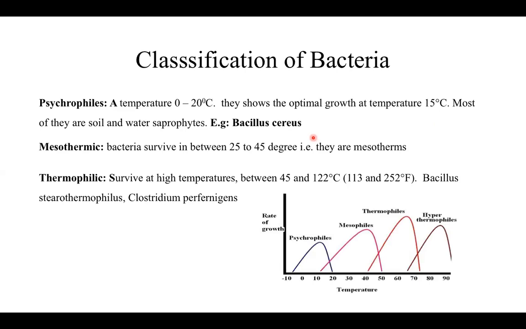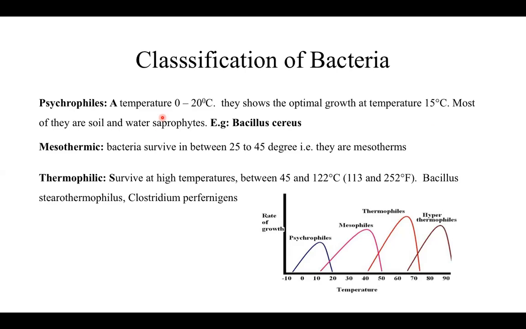Classification of bacteria based on temperatures. Some of the bacteria can show growth at lower temperatures. Some of the bacteria can grow at temperatures between 25 to 45 degrees Celsius. Some of them can grow even at temperatures above 45 degrees Celsius. Based on their ability to grow at different temperatures, the bacteria are further classified into psychrophiles, mesophiles, and thermophiles.